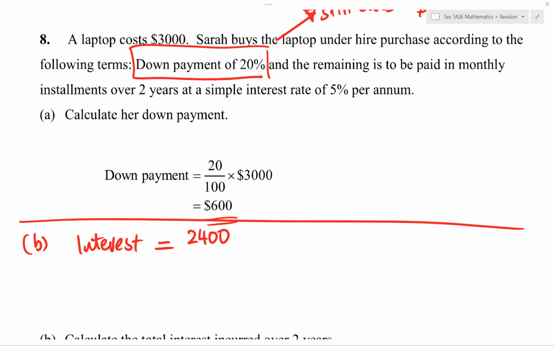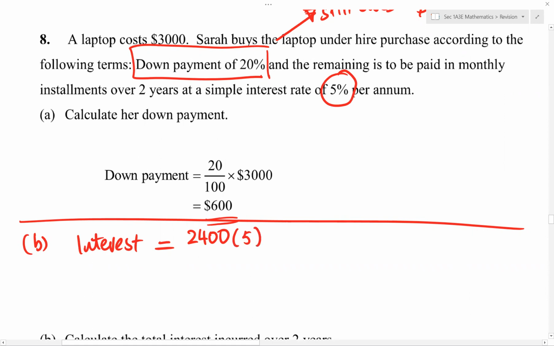Times the R, the interest rate. R. How much is it? It says 5%. Look at what I wrote above. 5 for the value of R, without the percent symbol. Why? Because there's a divide by 100 later on. So put in the 5.